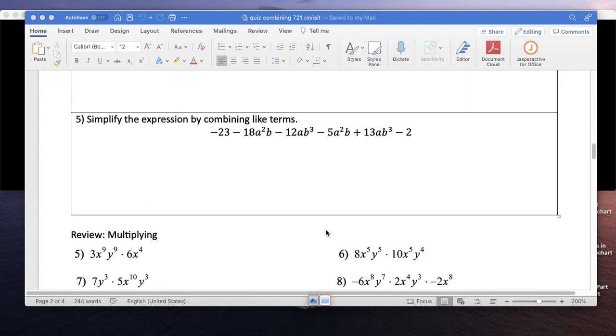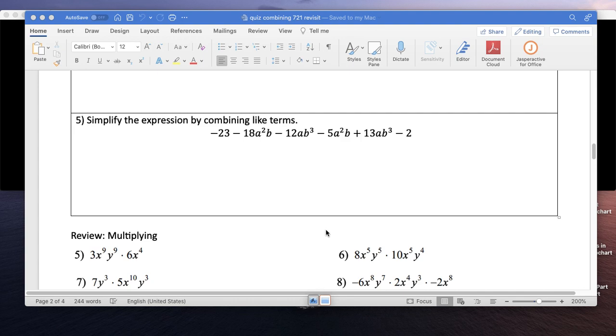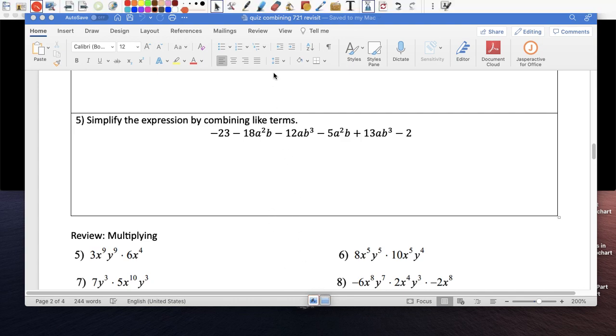Okay. Last question, really. This one is literally, there's nothing to do here. Let's just combine like terms. So let's start with anything that has a squared b. Let me circle it. So anything that has a squared b. Well, there is this guy right here.